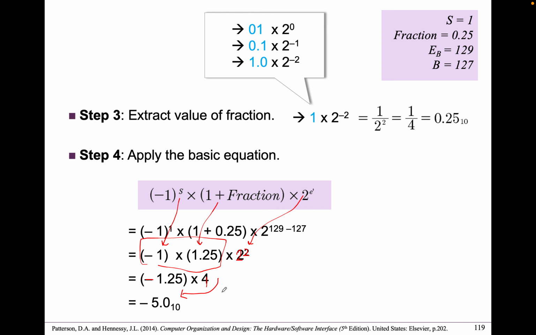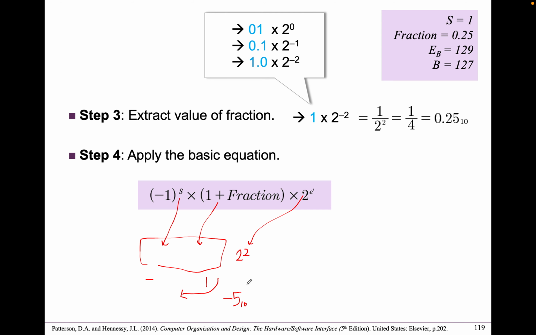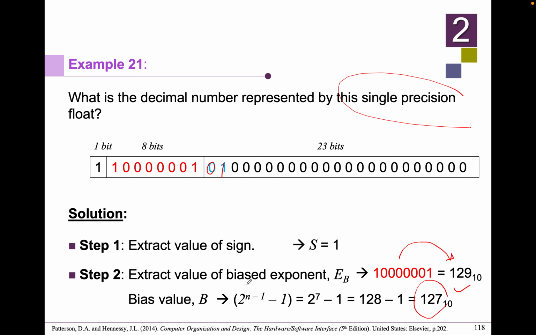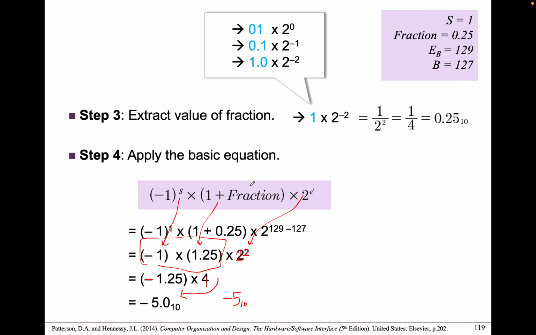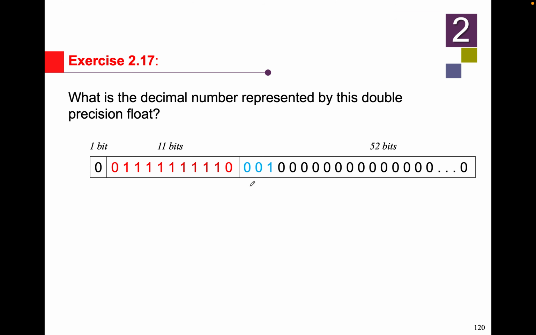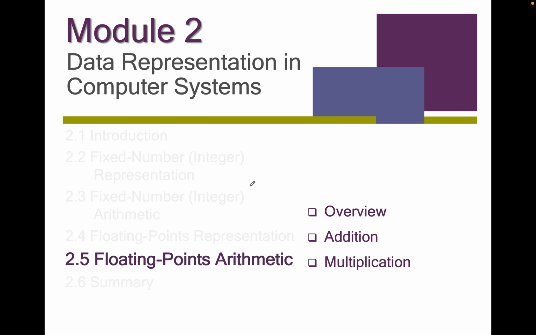And finally, you will get minus 5 past 10, which is decimal, from your long numbers decimal, from your single precision floating representation. Then you get this number. So next, you have also another example.